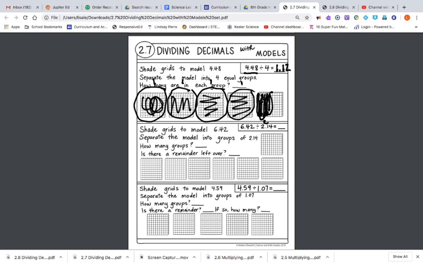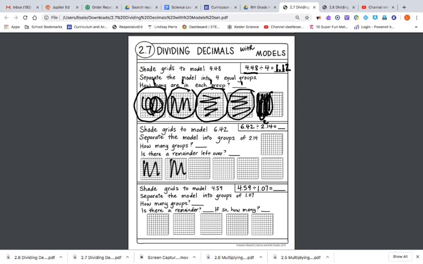Here we have 6 and 42 hundredths, and this time I want to divide it into groups of 2 and 14 hundredths. So I want to make groups of 2 and 14 hundredths, and I want to see how many of those groups I can make.